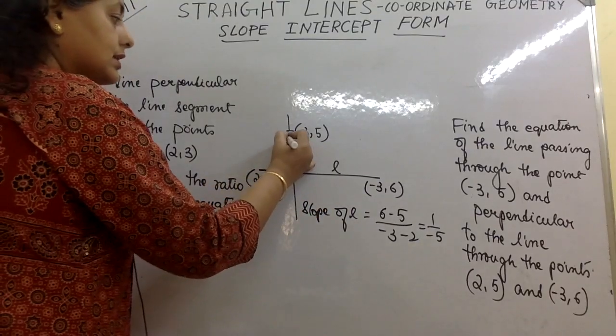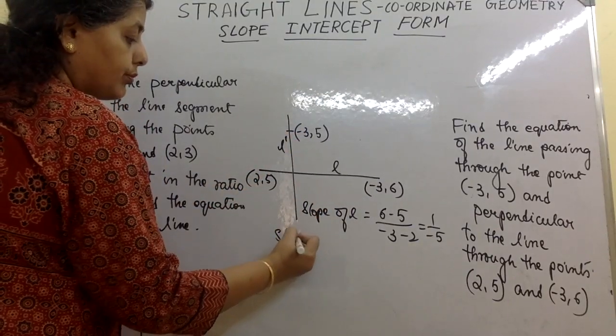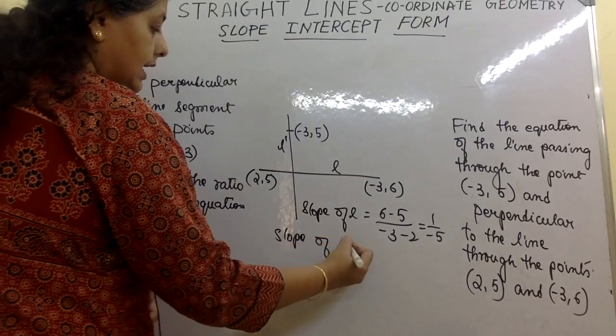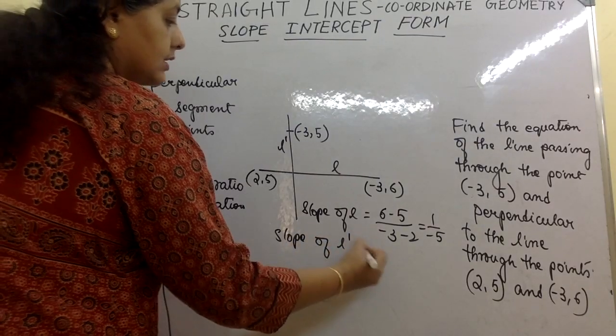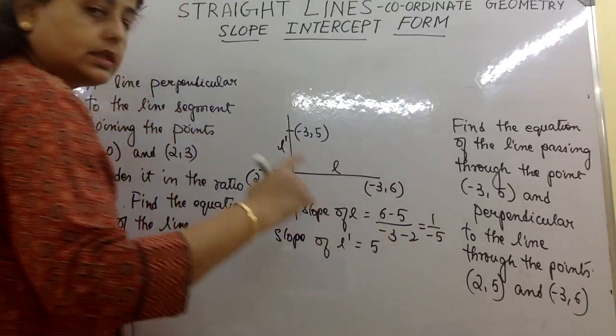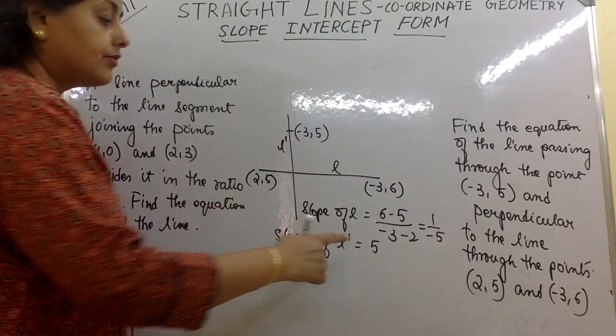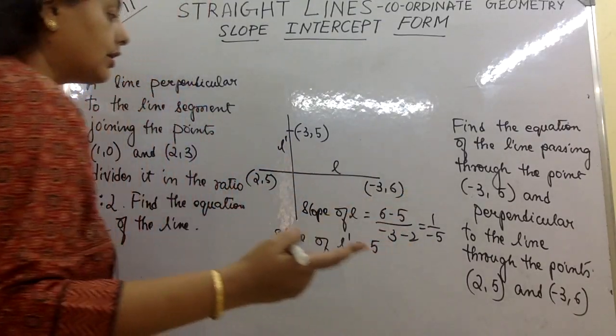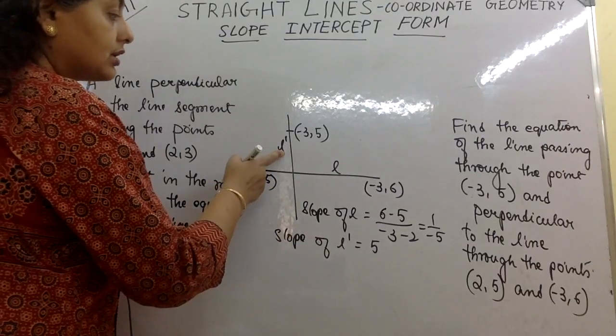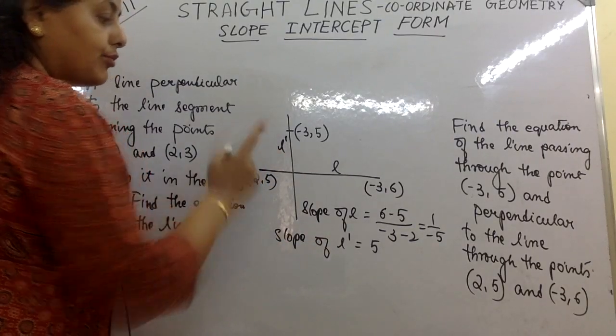Now the slope of L dash is then 5, because for two perpendicular lines, the product of the slopes has to be -1. Okay, so I got the slope of this line and I also have one point which lies on it.